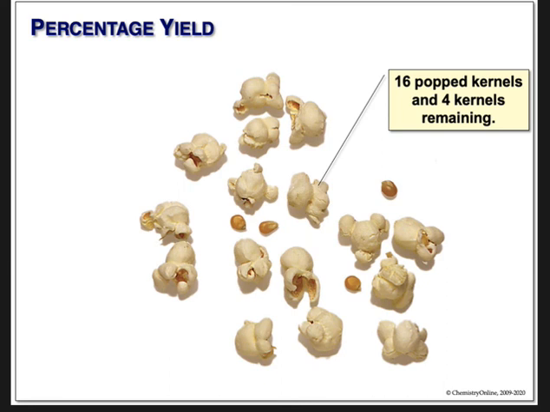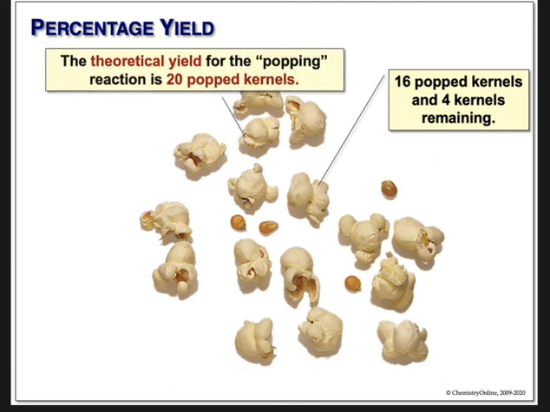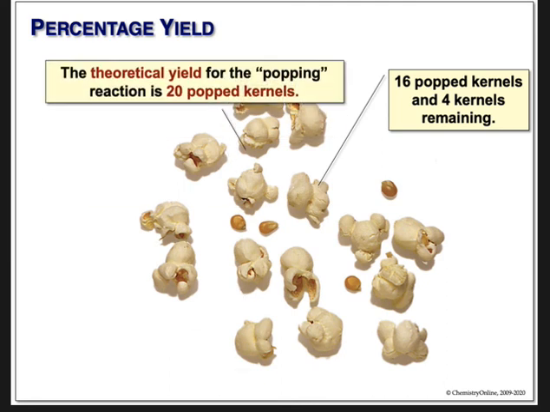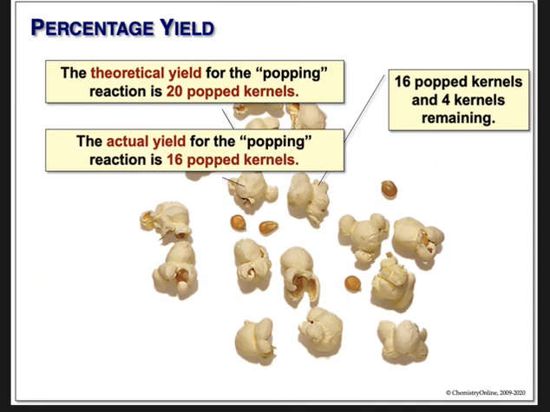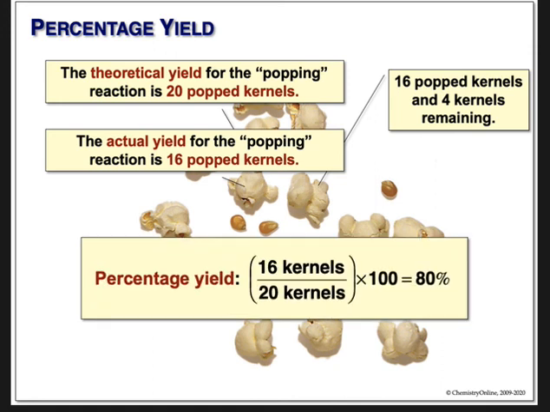So our theoretical yield is still 20. The actual yield is 16. How do we get percent yield? 16 divided by 20 times 100. And that's 80%. Actual is what you get, theoretical is what you should. The ratio, actual over theoretical times 100 gives you percent.